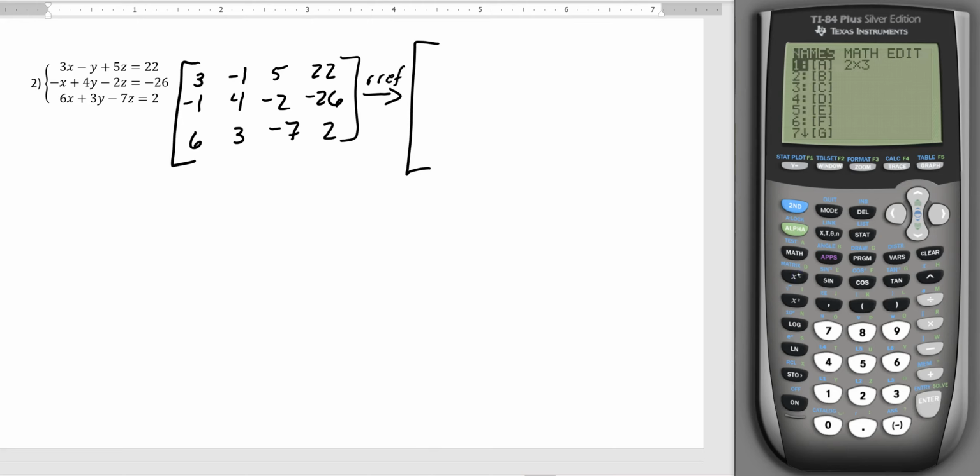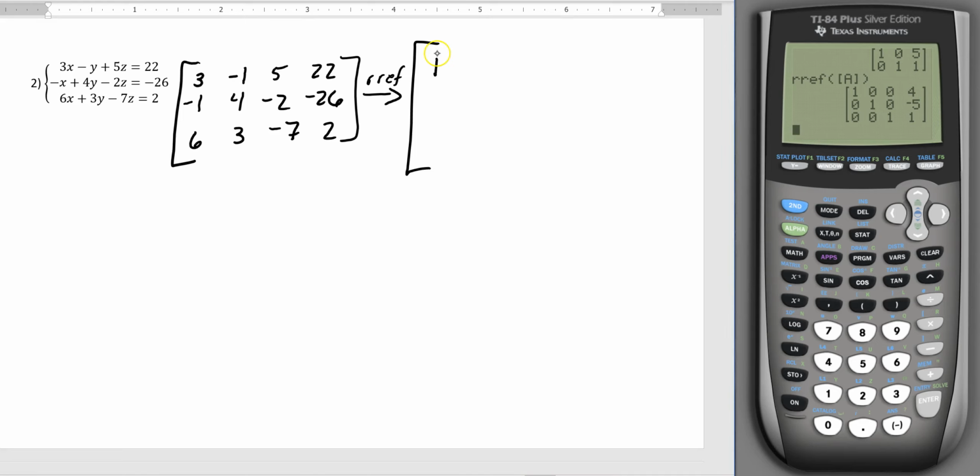Let's see what we get here. So second matrix, go over to edit. Now we have a 3 by 4 matrix. So 3, negative 1, 5, 22, negative 1, 4, negative 2, and negative 26. And 6, 3, negative 7, and 2. Okay, second quit. Second RREF matrix A. Alright, so this one's going to have one solution.